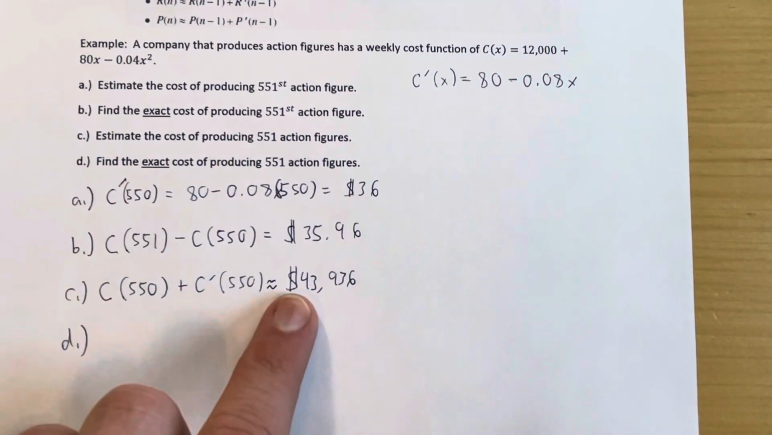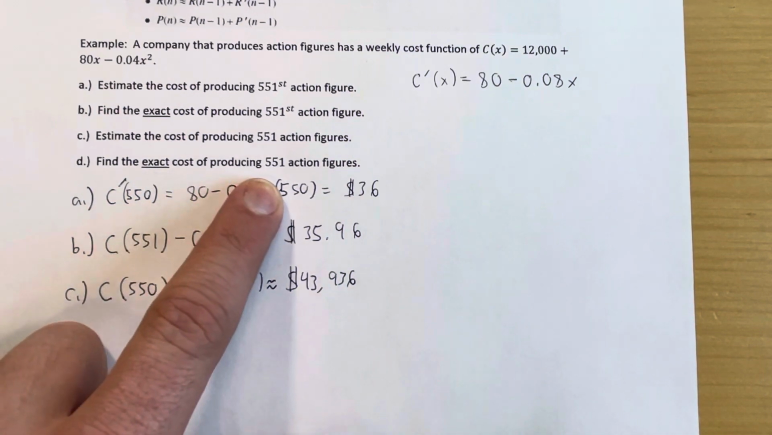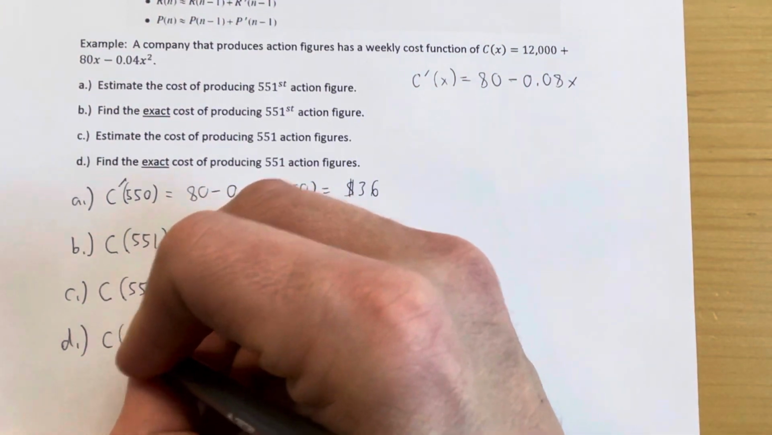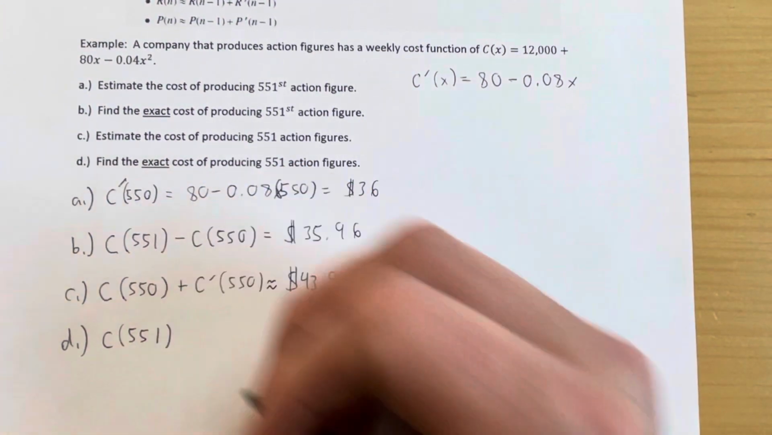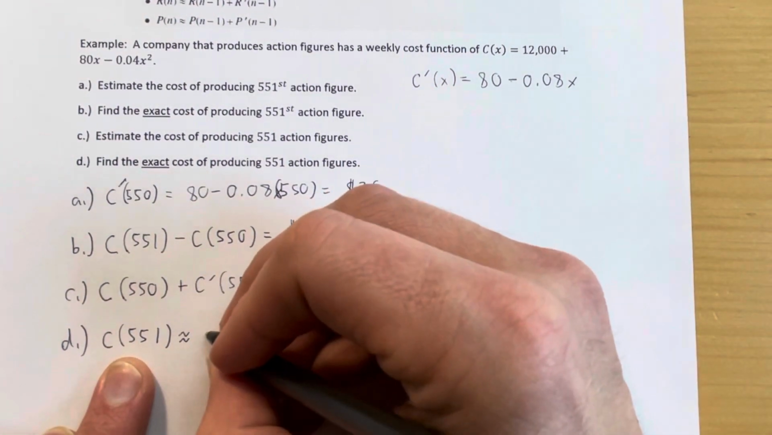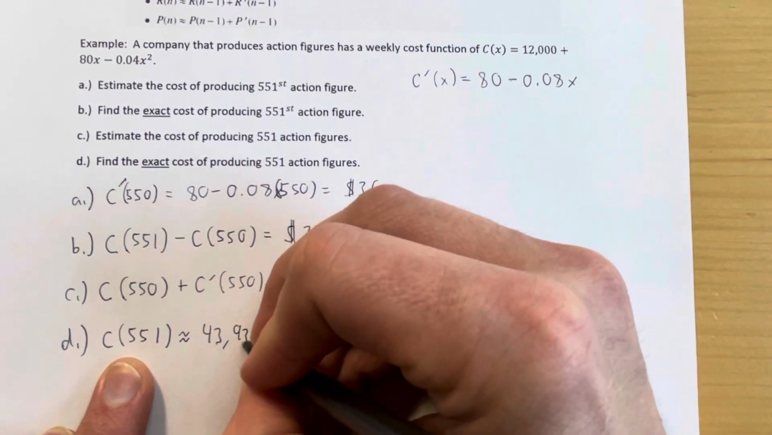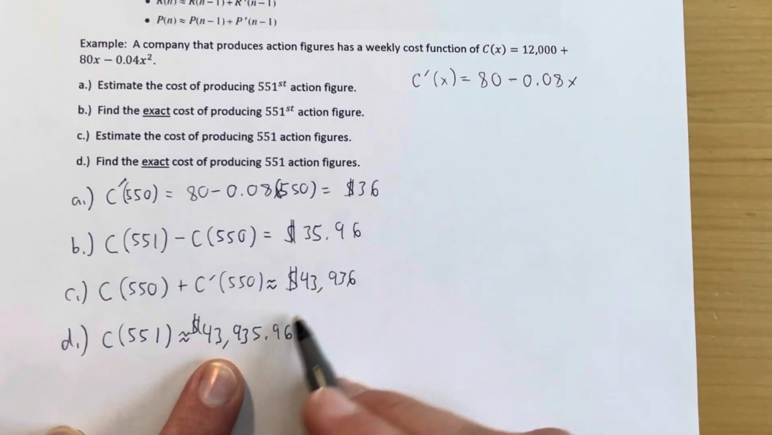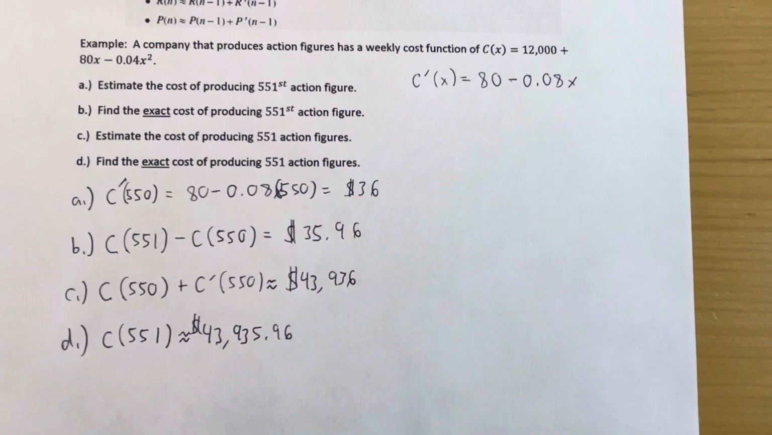Remember, that's the cost for producing all 551 of those, or at least approximately. Finally, for part D, I don't want the approximation, I want the exact cost of producing 551 action figures. Well, that's literally what the cost function does. So I would just need to plug 551 into my original cost function. But when I do that, that comes out to approximately $43,935.96. Notice how close that approximation was to the exact answer. That's how powerful these marginal cost and profit and revenue functions are. They do a very, very good job at these specific types of approximations. And that's what we're calling marginal analysis.